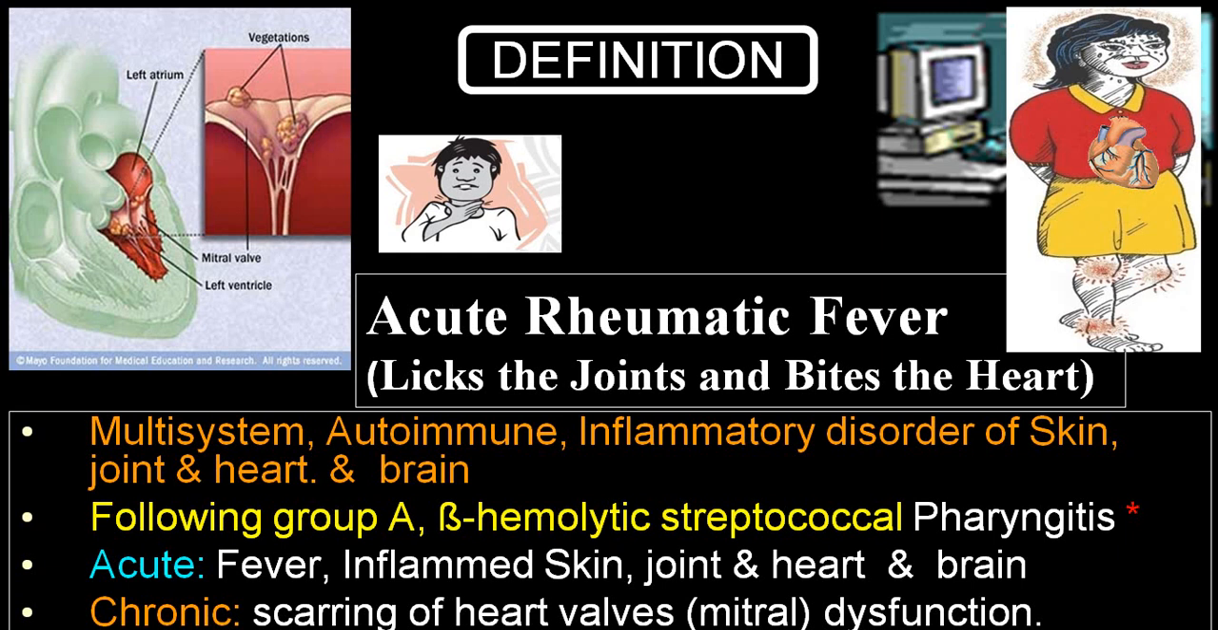What is acute rheumatic fever? Acute rheumatic fever is a multisystemic autoimmune inflammatory disorder which involves skin, joints, heart and brain. It is secondary to group A beta hemolytic streptococcus infection of the upper respiratory tract, and secondary to that there is an autoimmune inflammatory mechanism which plays a role and involves skin, joints, heart and brain. In acute rheumatic fever, there is fever with involvement of skin, joints, heart and brain.